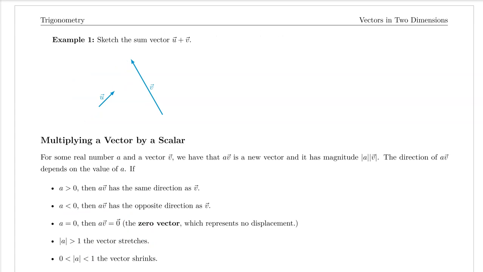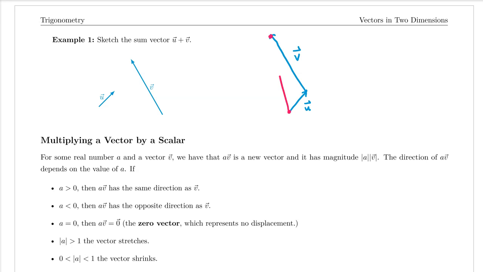Example 1 says sketch the sum vector, vector u plus vector v. I like the first option, so I'm going to go with that one instead of using the parallelogram method of drawing our sum vector. So what I like to do is I would draw u, so this is vector u, and then vector v, I'm going to start its initial point at the end point or terminal point of vector u, and I'm going to draw that, and it's going to look something like that. That's going to be vector v, and then the resulting sum vector would start here and end here.